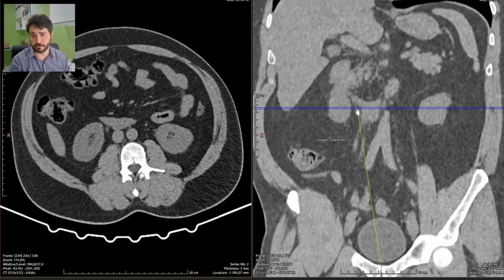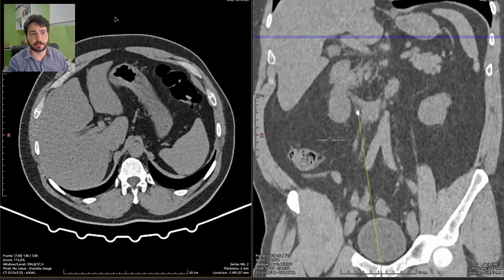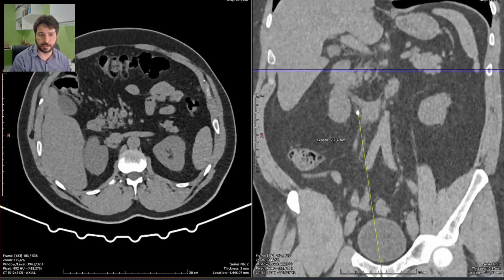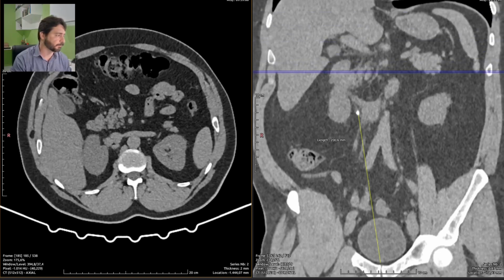Now, for those of you that are in doubt, not believing me, this is liver parenchyma, 44 Hounsfield units, and this is spleen, 54. So the liver is slightly hypoattenuating in comparison to the spleen. So this is fatty liver disease.